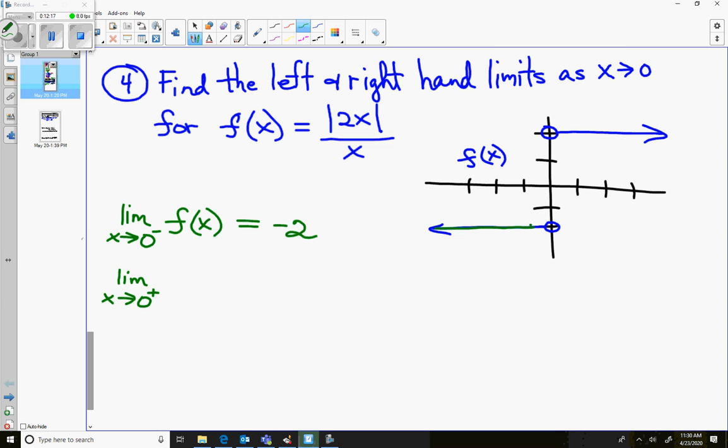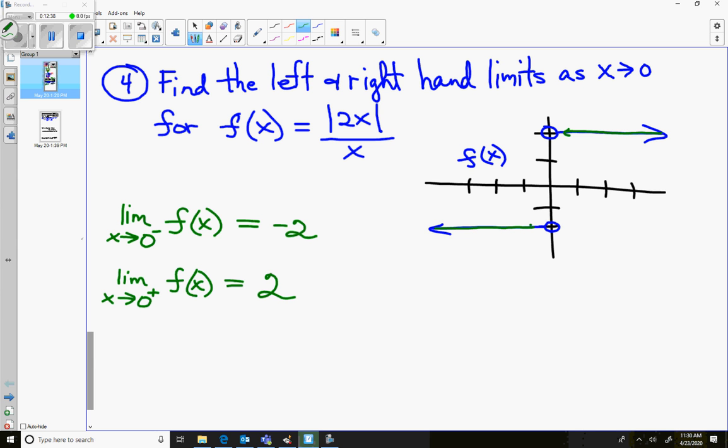Limit as x goes to 0 from the right of our function. So what is the right-hand limit? Coming from the right, as x gets closer and closer to 0, we are approaching a y value of +2. So there is a left-hand limit, -2. There is a right-hand limit, +2.